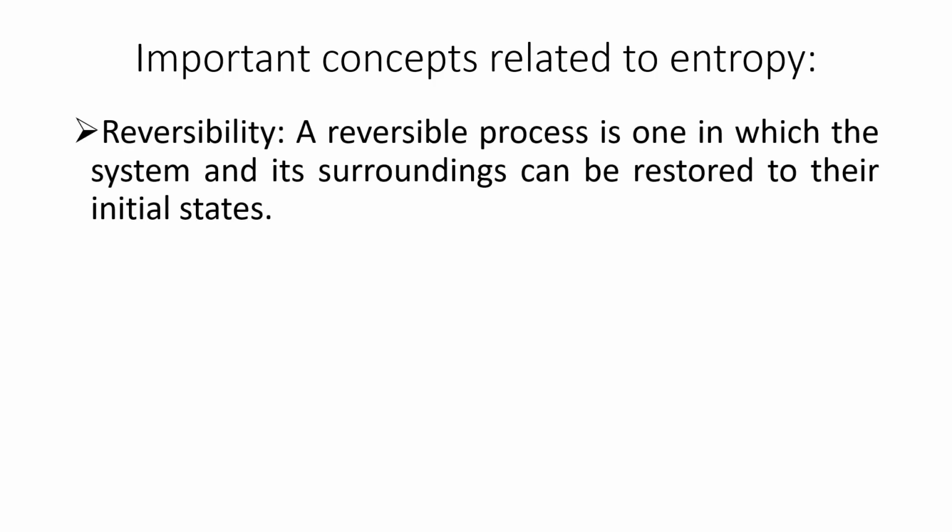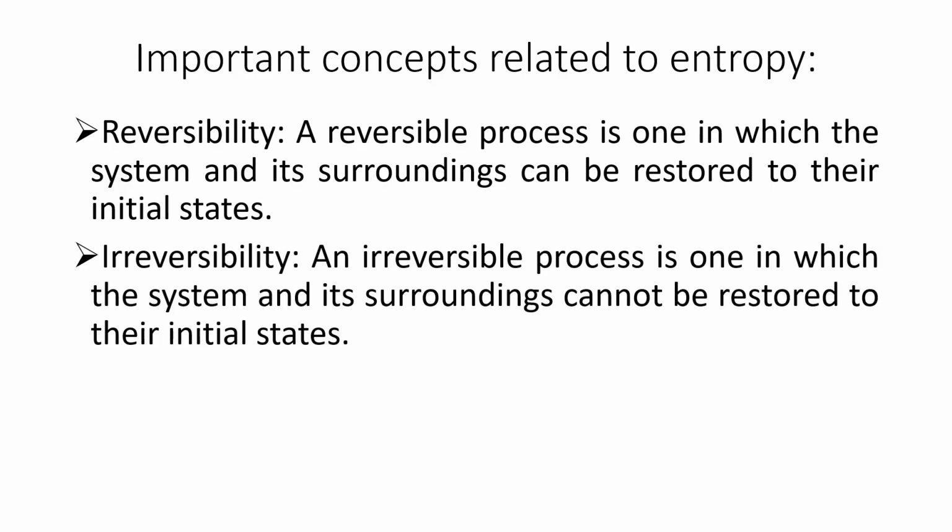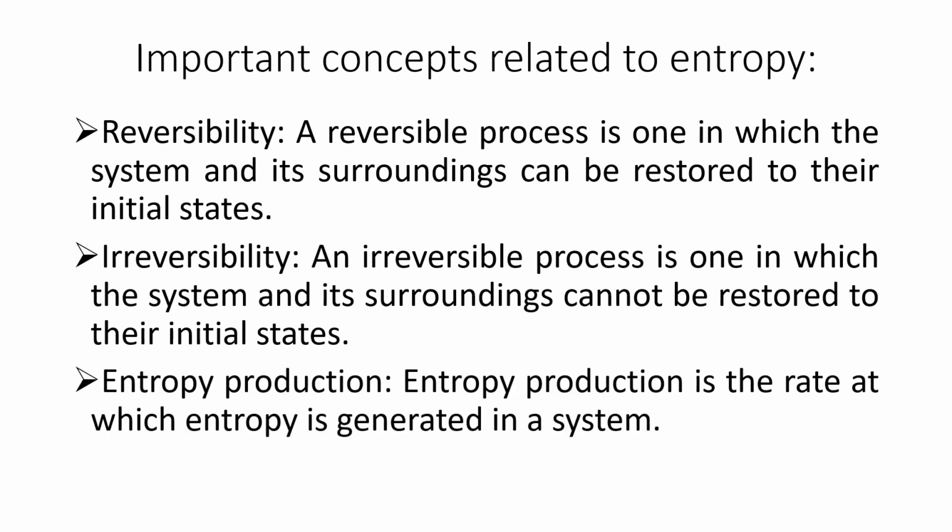Let us now point out some important concepts related to entropy. Number one, reversibility. A reversible process is one in which the system and its surroundings can be restored to their initial states. Next, irreversibility. An irreversible process is one in which the system and its surroundings cannot be restored to their initial states. Next, entropy production. Entropy production is the rate at which entropy is generated in a system.